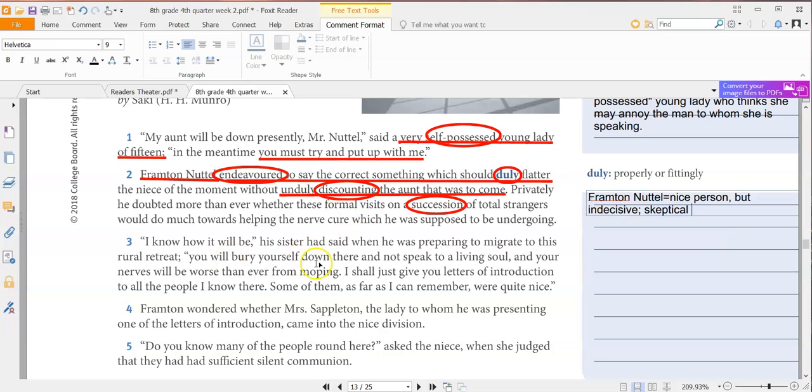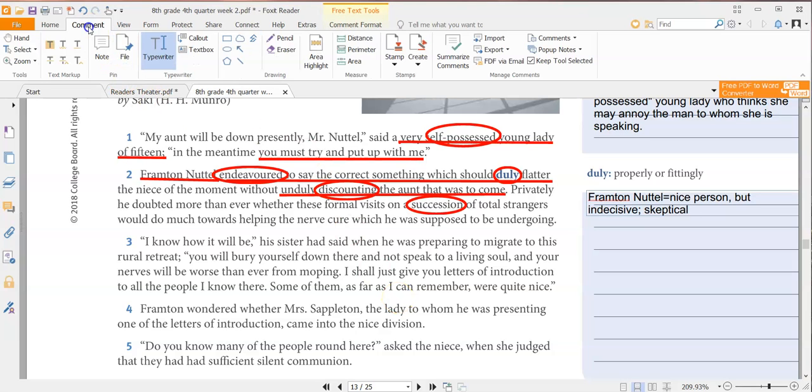So I know how it will be, his sister had said when he was preparing to migrate to this rural retreat. You will bury yourself down there and not speak to a living soul, and your nerves will be worse than ever from moping. I shall just give you letters of introduction to all the people I know there. Some of them, as far as I can remember, were quite nice.